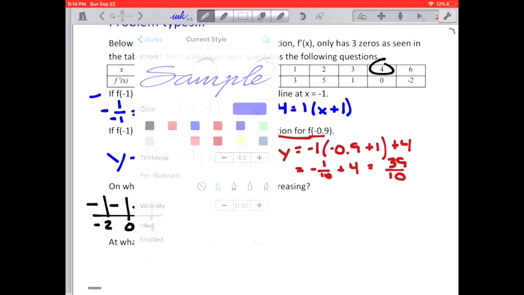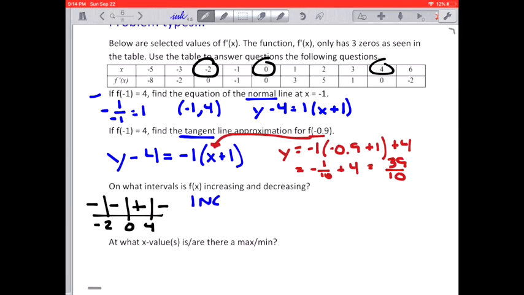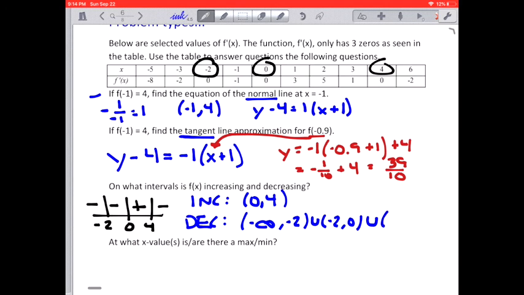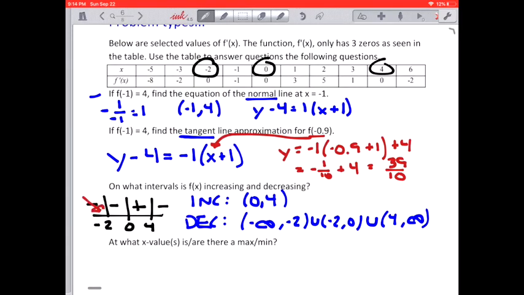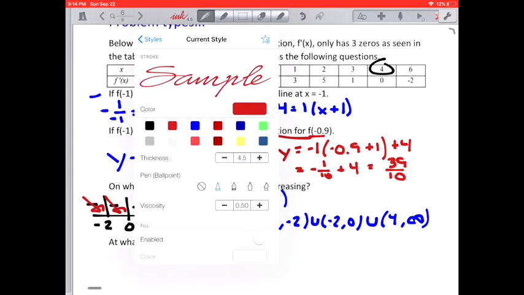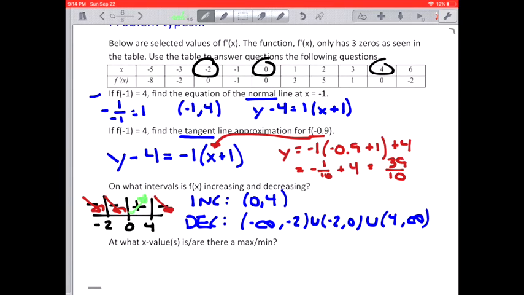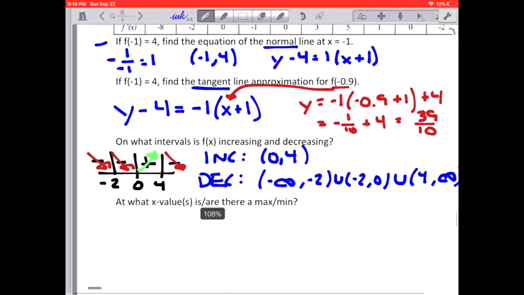So where is my function increasing? It's increasing on 0 to 4. And it's decreasing from -infinity to -2 union -2 to 0 union 4 to infinity. Where do I have a max and a min? Well, as you know, I like to graph where my function is actually going down and where it is going up, so that I can very easily see where my maxes and mins occur.